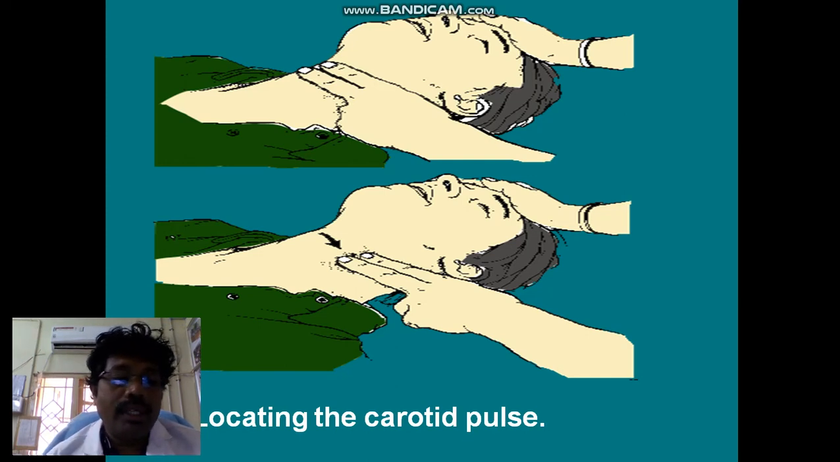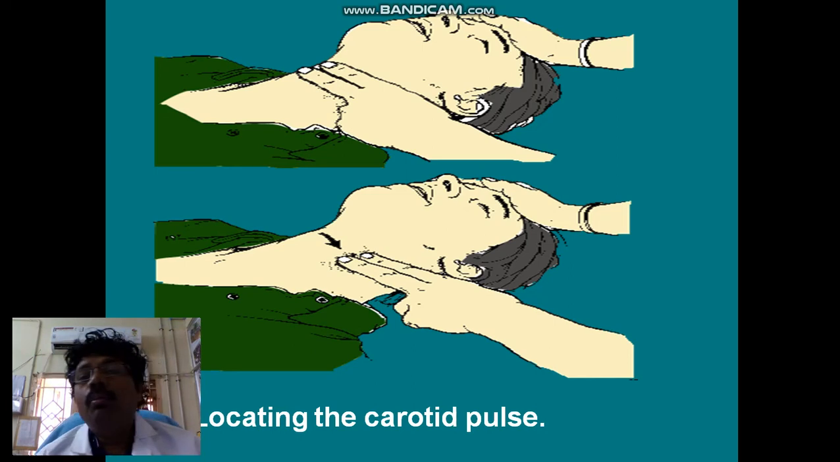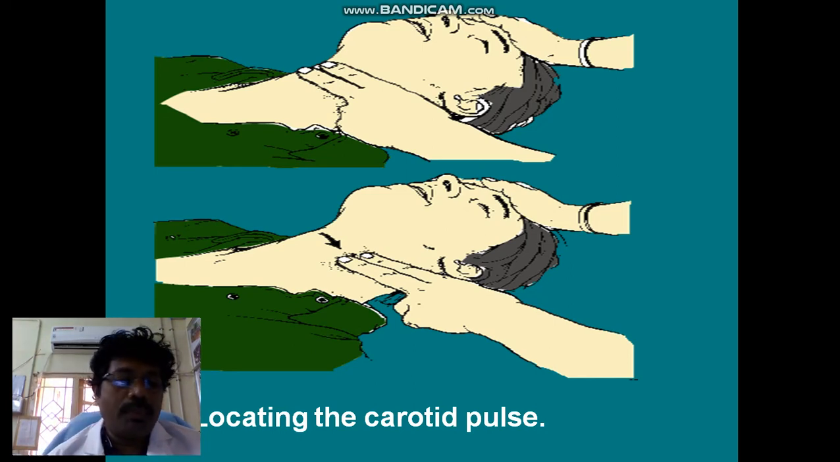But the important instruction here for the first aider is that the first aider should hold only one side of the carotid artery. They should not hold both sides of the carotid artery simultaneously. It is very important, because the carotid artery supplies blood to the brain. So you should not obstruct that, and feel the pulse and check it.